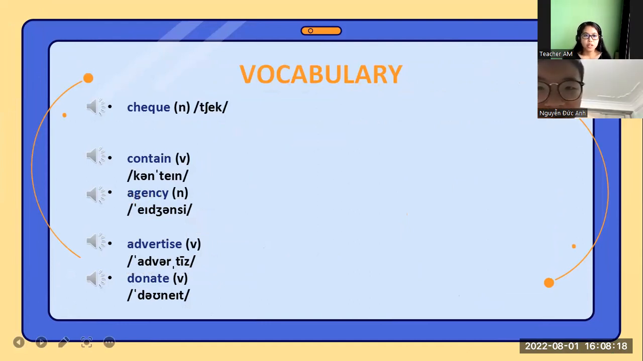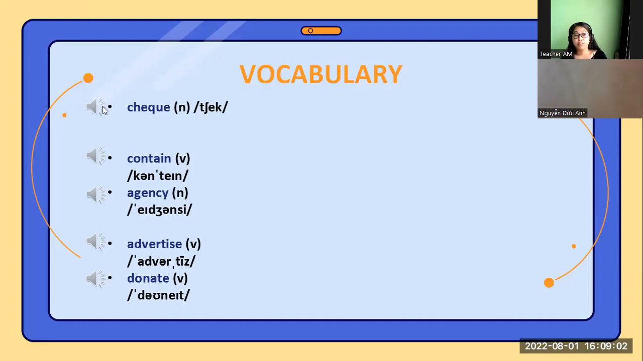So now let's learn the words. Another set of words we have here: check. You say check. Check. A paper that contains a lot of money. Yeah, what do you mean by check? Contain means a lot of money. What about check? Let's know first the meaning of check.